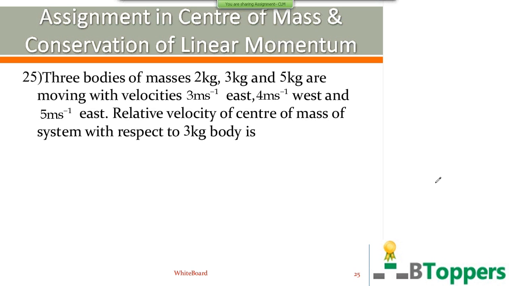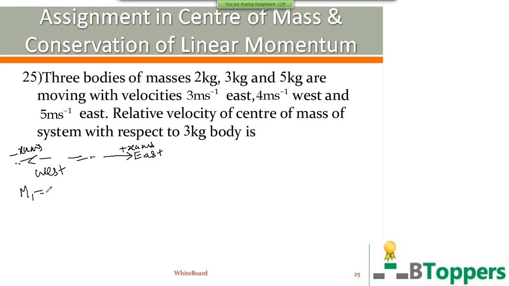Three masses 2 kg, 3 kg and 5 kg are moving with velocities 3 meter per second east, 4 meter per second west and 5 meter per second east. Find the velocity of the center of mass of the system relative to the 3 kg body. I choose the horizontal direction towards east as the positive direction of the x-axis, and the horizontal direction towards west will be the negative direction of the x-axis.